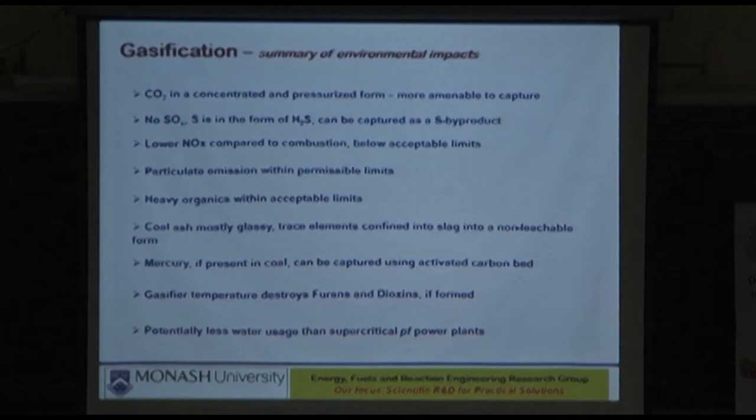The technology is very well established. When you talk about mercury, the elemental mercury is actually a problem. The oxide forms of mercury are not a problem. So elemental mercury can be captured much better using the activated carbon. And the gasifier temperatures usually destroy the furans and dioxins compared to the other low temperature processes, even if they are formed in the first place. And potentially less water usage than supercritical coal-fired power plants.